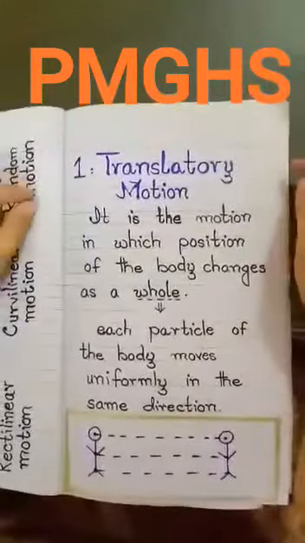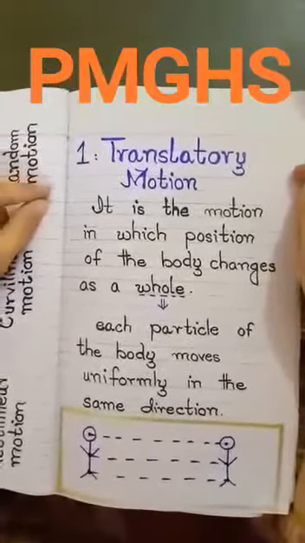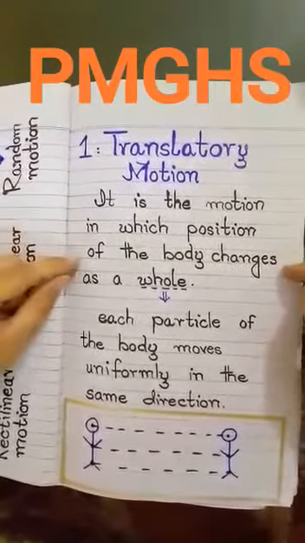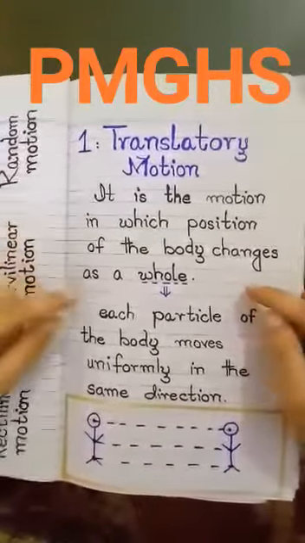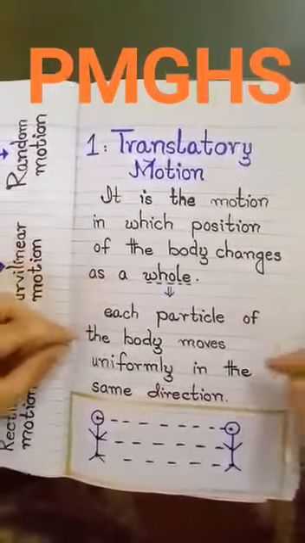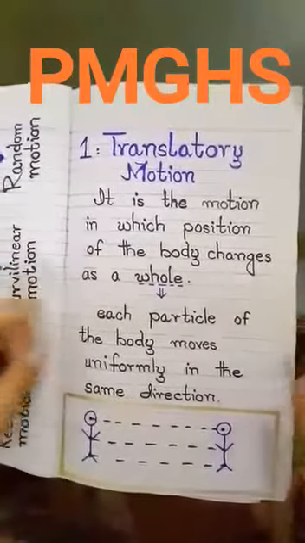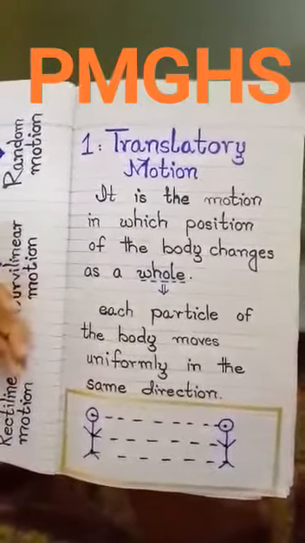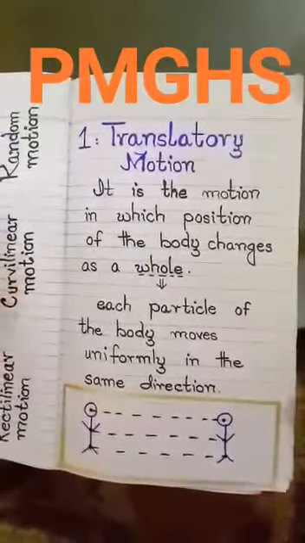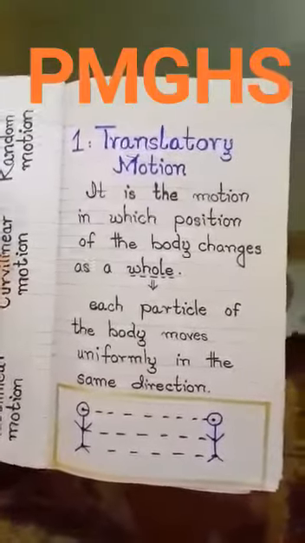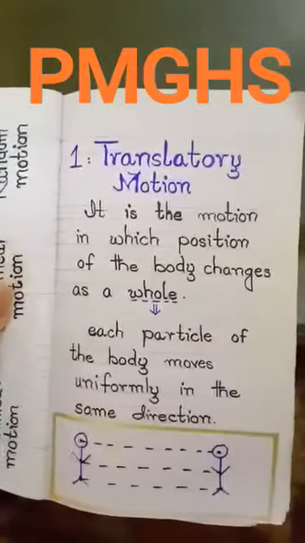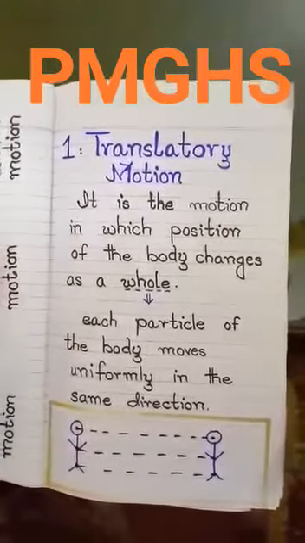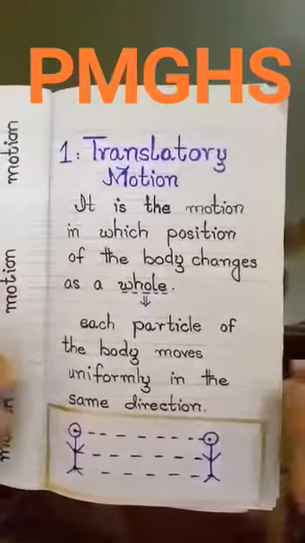Now I am explaining the translatory motion. It is the motion in which position of the body changes as a whole. Here the word whole means that each particle of the body moves uniformly in the same direction. For example, my body is made up of a large number of particles. When I walk on the ground, my whole body from head to toe moves in the same direction. So my body performs the translatory motion.